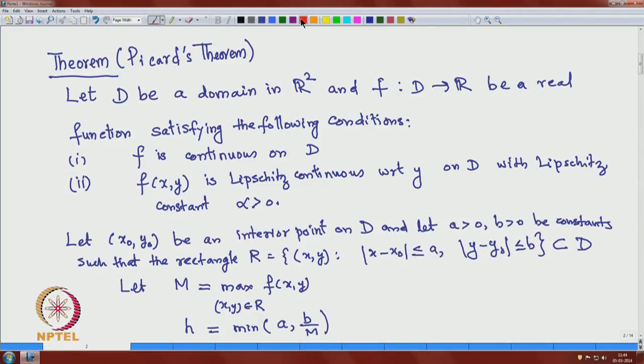The conditions we assume are: f is continuous on D, and f(x, y) is Lipschitz with respect to y on D with the Lipschitz constant alpha, and the initial point (x0, y0) is an interior point of D. We take a closed rectangle inside the domain D such that two constants are defined. M is the maximum of the value of the function in the rectangle R, and h is the minimum of A and B by M.